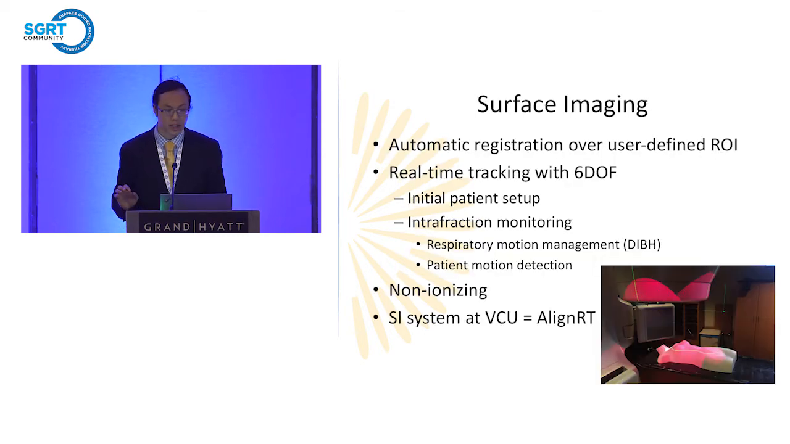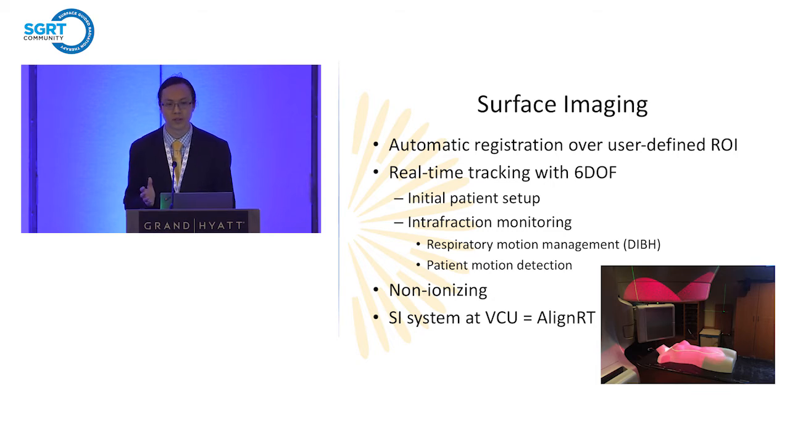Now we add surface imaging into the mix. I think we're all experienced users here, so I will spare you from going into the details of what surface imaging is and how it works. But essentially the way that we use it is we implement it for initial patient setup, and the advantage of surface imaging compared to the previous two techniques that I mentioned is that we can do all of our adjustments in the room in real time, so it's a lot more efficient, and of course without ionizing radiation, so it's also safer for the patient.